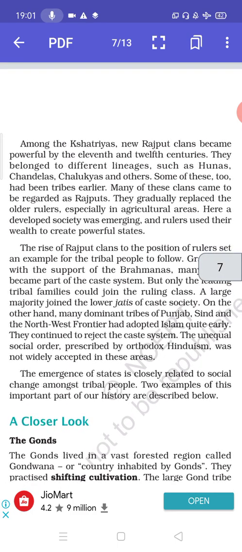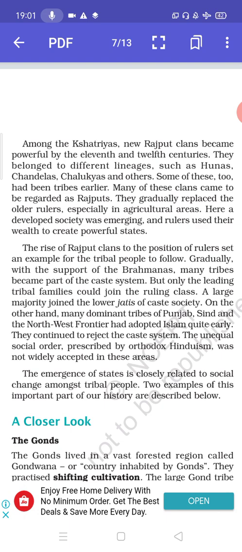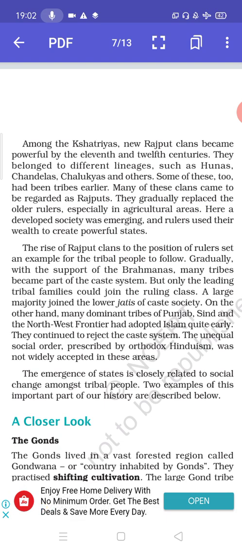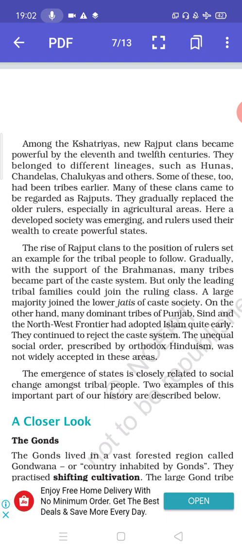On the other hand, many dominant tribes of Punjab, Sindh, and the northwest frontier had adopted Islam quite early. They continued to reject the caste system. The unequal social order prescribed by Orthodox Hinduism was not widely accepted in these areas. So here you can see that because of Orthodox Hinduism, there were people who rejected it, and they felt that there was equality in Islam, so they adopted Islam, just to show that they were against the unequal social order. The emergence of a state is closely related to social change amongst tribal people.